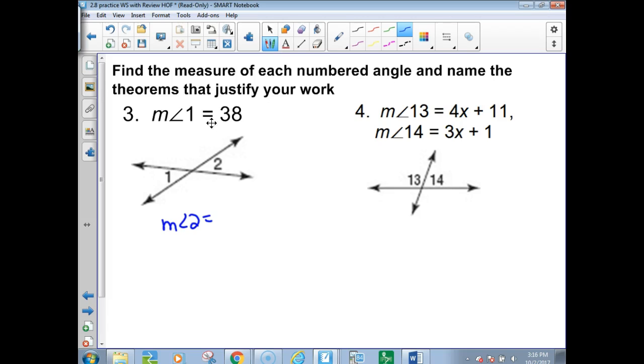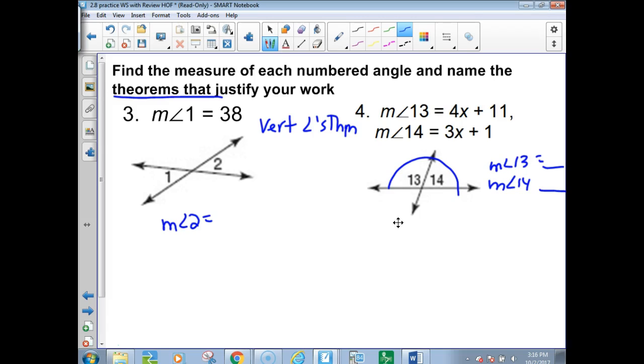What are these though? So they're asking you to give a theorem, the vertical angles theorem. It says vertical angles are congruent. And then back to here, you're going to add these up to say that they equal 180. And then you're going to give the measure of angle 13 and the measure of angle 14.